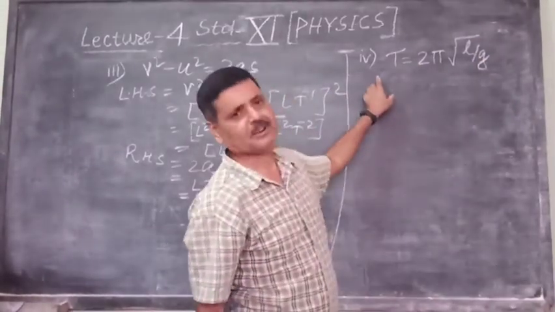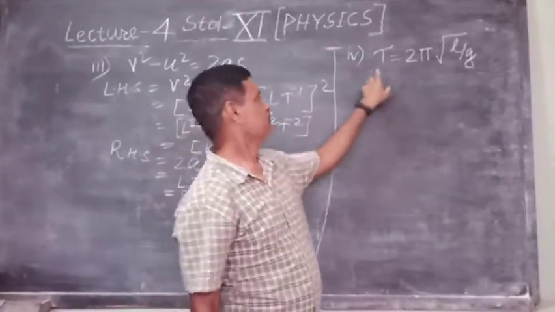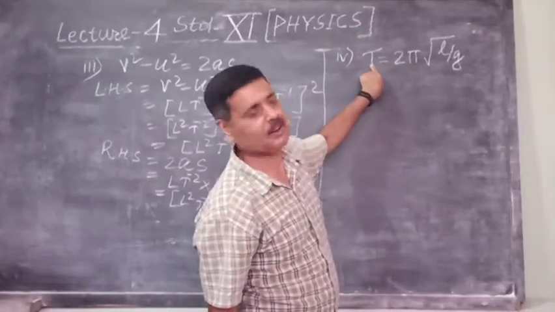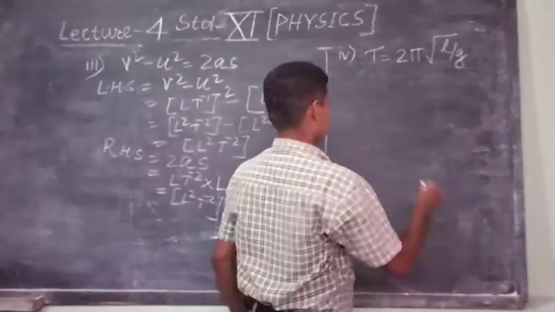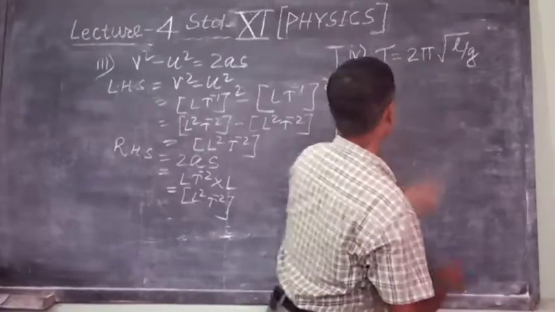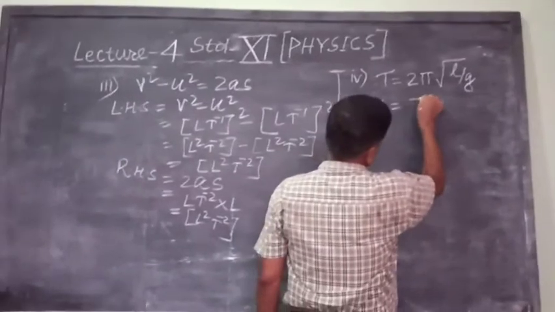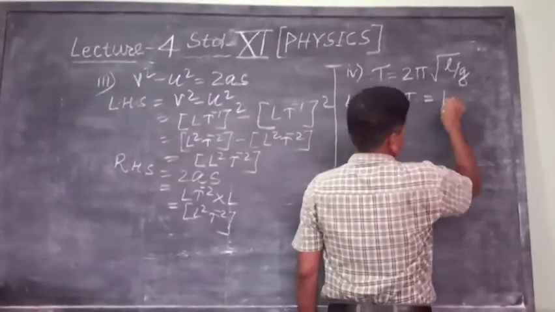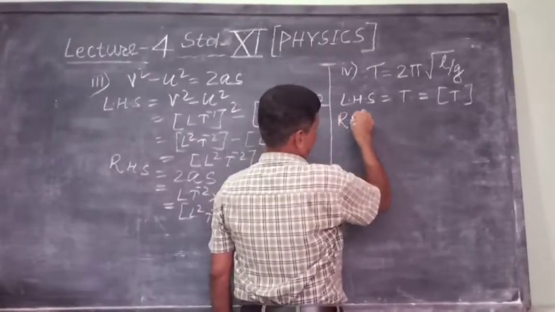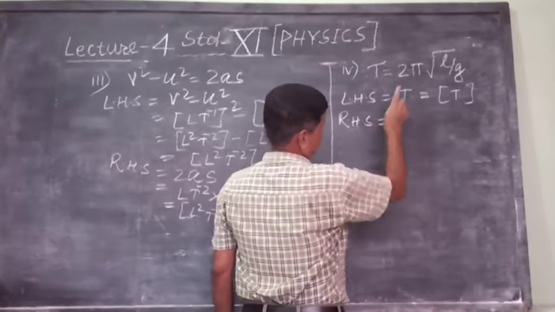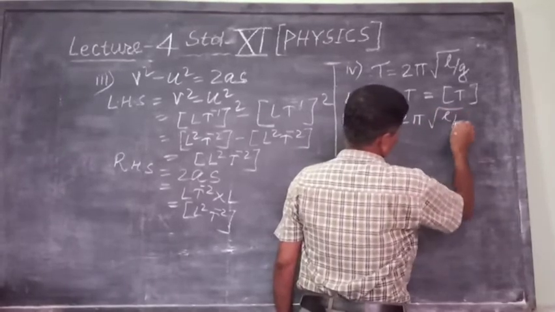You will study this in the chapter on gravitation, and the experiment will also be performed by you. This T is the time period, L is the length, and g is the acceleration due to gravity. Very easy. This T indicates what? T means the time period of a simple pendulum. Simply it is T. The RHS term is 2π under root L by g.